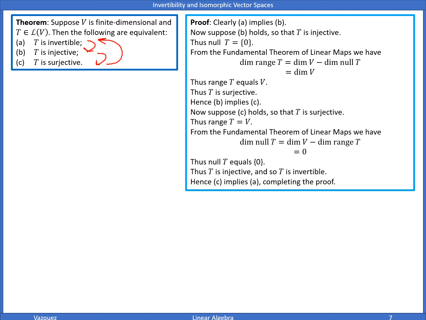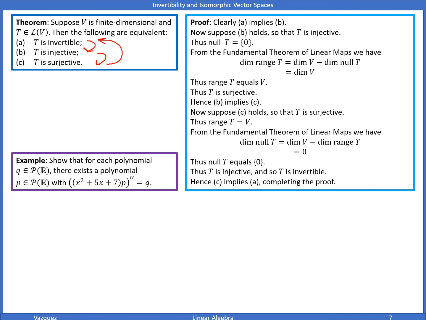Now, what's the power of this result? To show the power of this result, we're going to see an example. We should show that for each polynomial Q, there exists a polynomial P with the following property: if we multiply the polynomial P times this trinomial, x squared plus 5x plus 7, and then take its second derivative, we get Q.